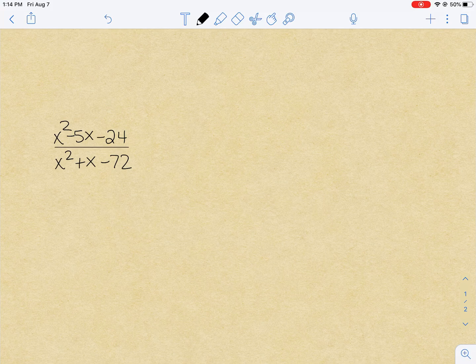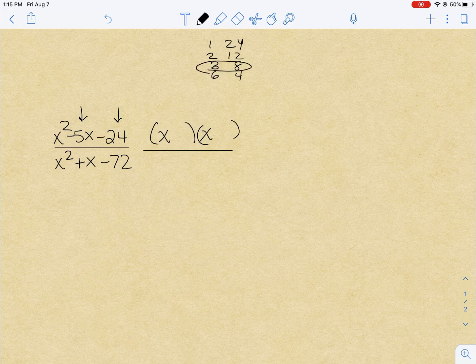In this case, it looks like our numerator and denominator are both trinomial types. So in a sense, what I'm doing is I'm looking for what can multiply to be negative 24 but add to be negative 5. So I'm going to draw my fraction bar and I'm going to factor the numerator. I know x times x is x squared. And for 24, we have 1 and 24, we have 2 and 12, we have 3 and 8, we have 6 and 4. It looks like that 3 and 8 might work if we do a positive 3 and a negative 8. So I know negative 8 and positive 3 is going to multiply to be negative 24, but it's also going to combine to be negative 5 when I distribute all of that out.